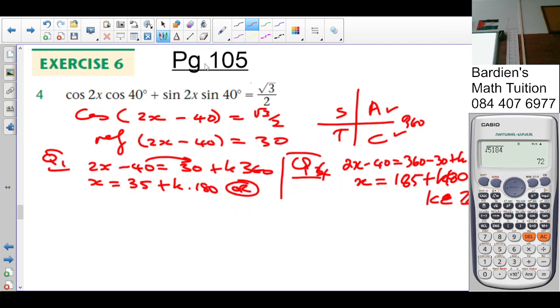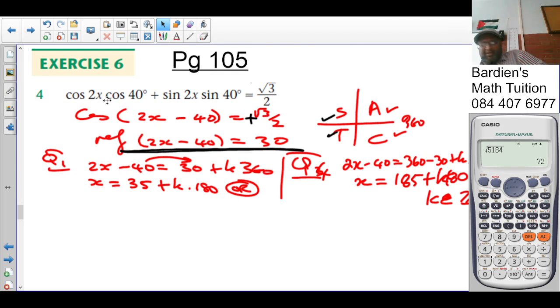Well, once you get here, remember whenever you get to the reference angle, you must see in which quadrant it is. In this case, cos is positive. If it was negative, then you would have ticked in those two quadrants. You understand? Let's look at number 5.